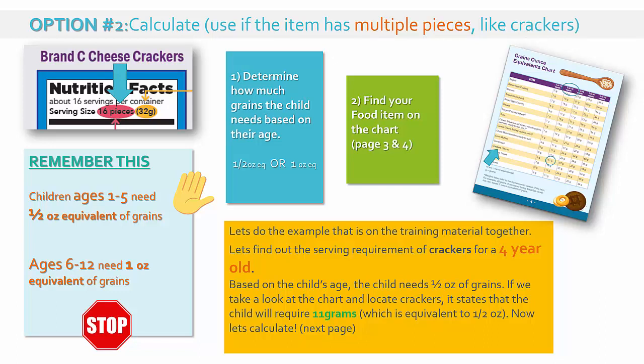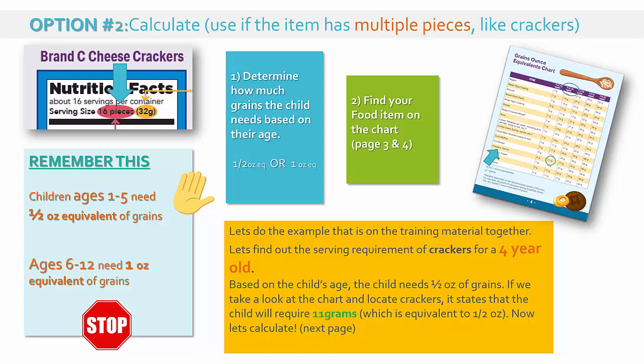So first, we have to determine how much grains the child needs based on their age. A child will either need half an ounce equivalents if they're age 1 through 5, and for children that are 6 to 12, they need 1 ounce equivalents of grains, okay? So let's go ahead and find the food item on the chart, which will be on page 3 or 4. Let's do the example that is on the training material together, okay? Let's find out the serving requirement of crackers for a 4-year-old.